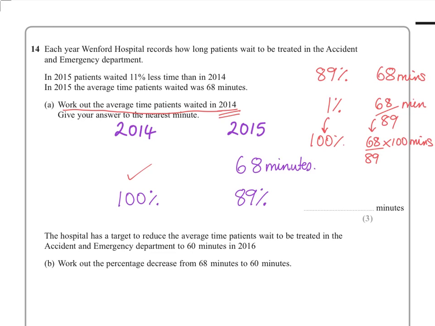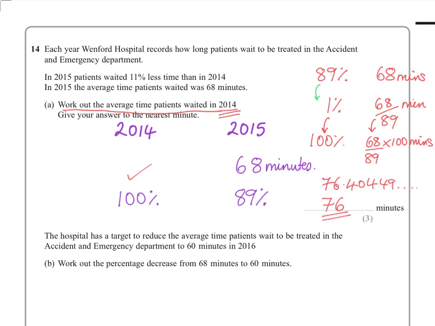So let's see what we get. So I'm going to do 68 times 100 divided by 89, and I get 76.40449 and so on, and it wants it to the nearest minute, so it's going to be clearly 76 minutes to the nearest minute. So I just want to recap on the steps that I did.